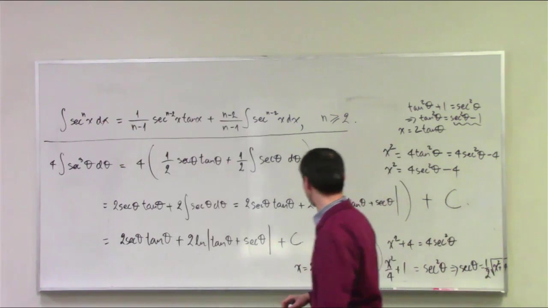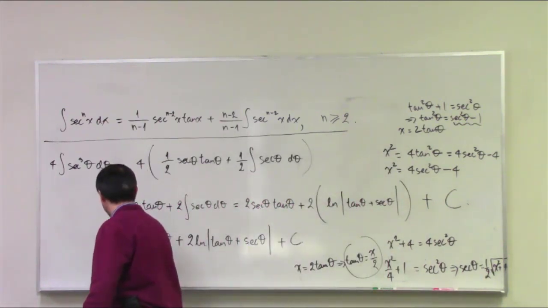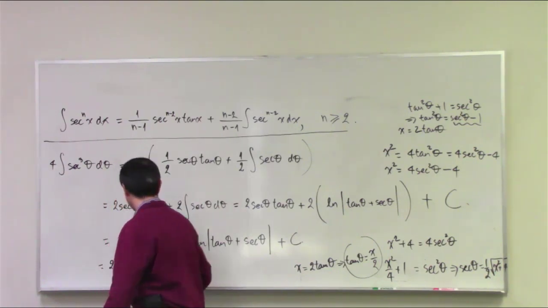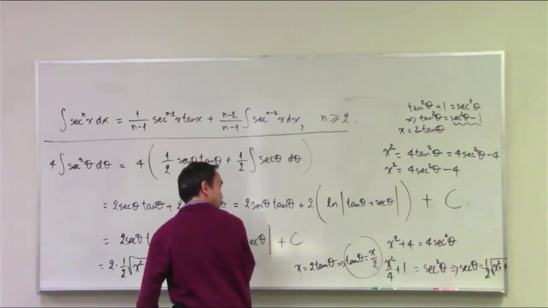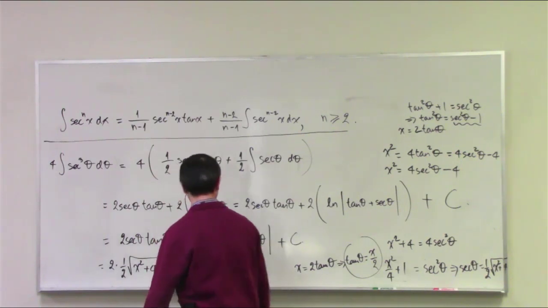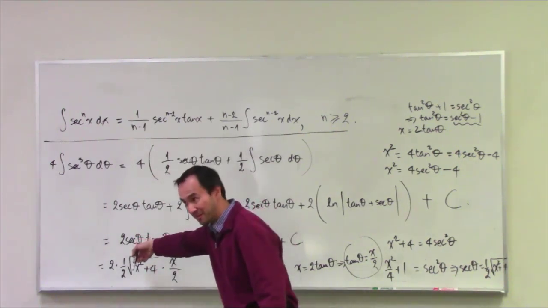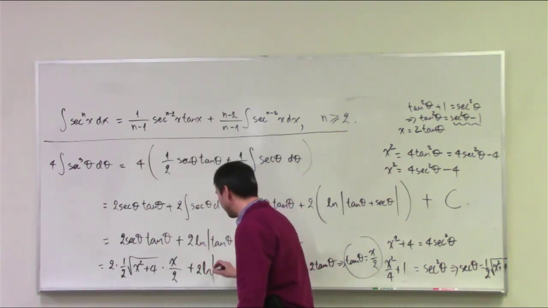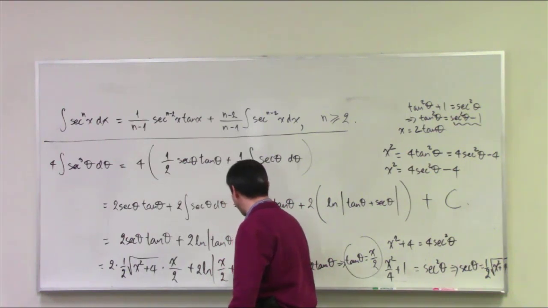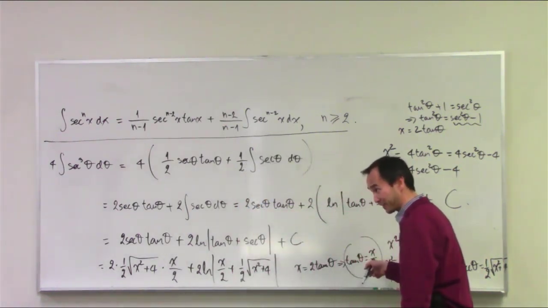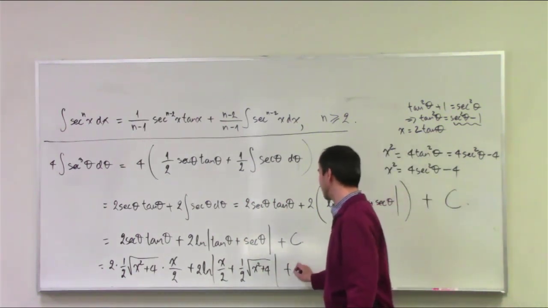Now we're ready to fill it in for action here. So I have 2. The secant is 1/2 square root of x squared plus 4, and the tangent here is x over 2. Then some cancellation is going to happen. Now we're looking at 2 times the log. Again, the tangent right there is x over 2, plus another 1/2 square root of x squared plus 4. And now I really need to erase all of this. So all together plus C.